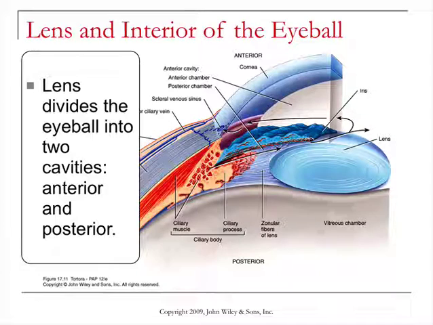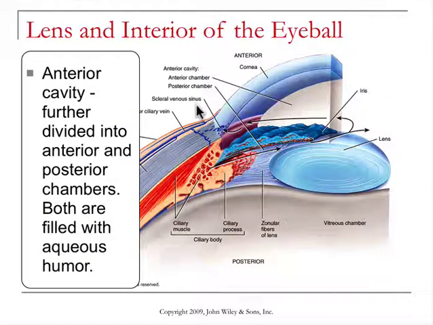The lens divides the eyeball into two cavities, an anterior cavity and a posterior cavity. We can see the anterior cavity labeled up here, which consists of two parts, and we'll talk about those in just a second, and the posterior cavity shown down here.